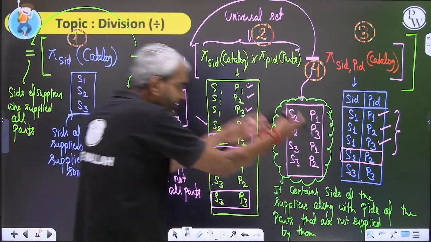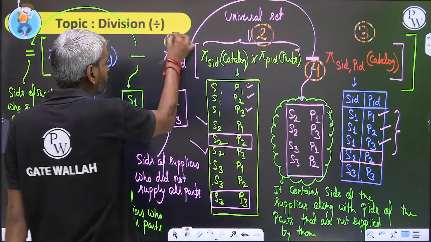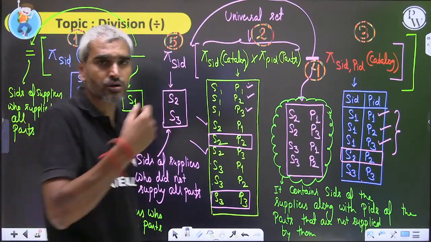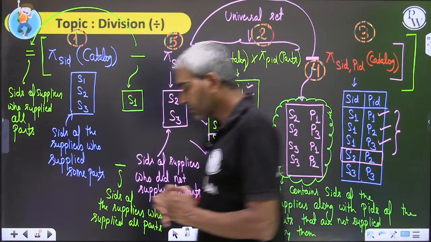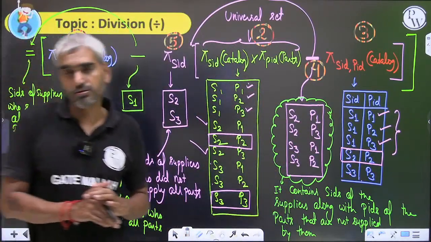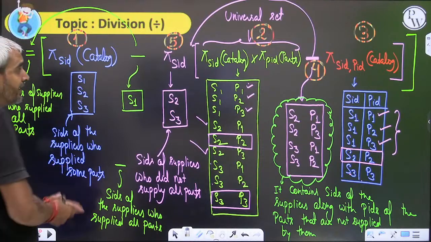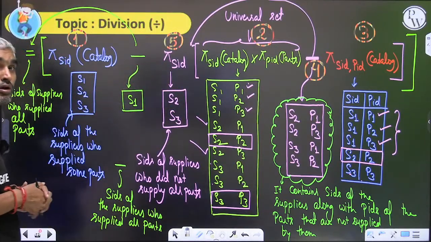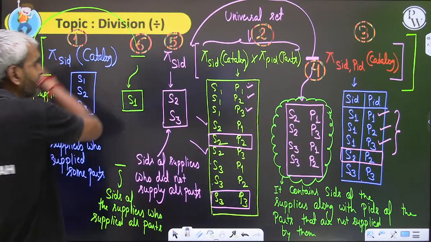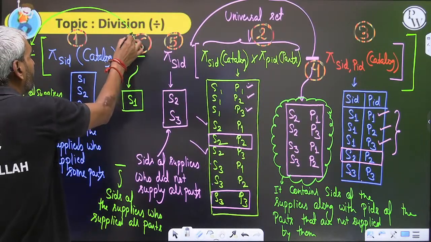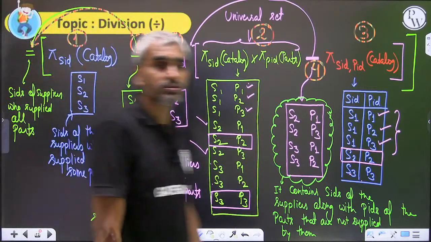Now, from this set, if you project these SIDs, you will come to know that we are actually projecting the SIDs of the suppliers who have not supplied all parts. Okay. So SIDs of the suppliers who have supplied some parts minus SIDs of the suppliers who have not supplied all parts will give you the answer: the SIDs of the suppliers who have supplied all parts.